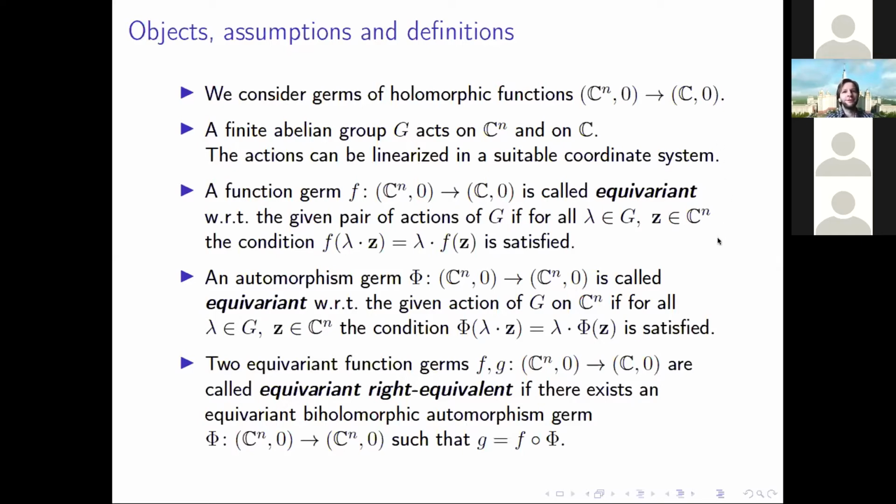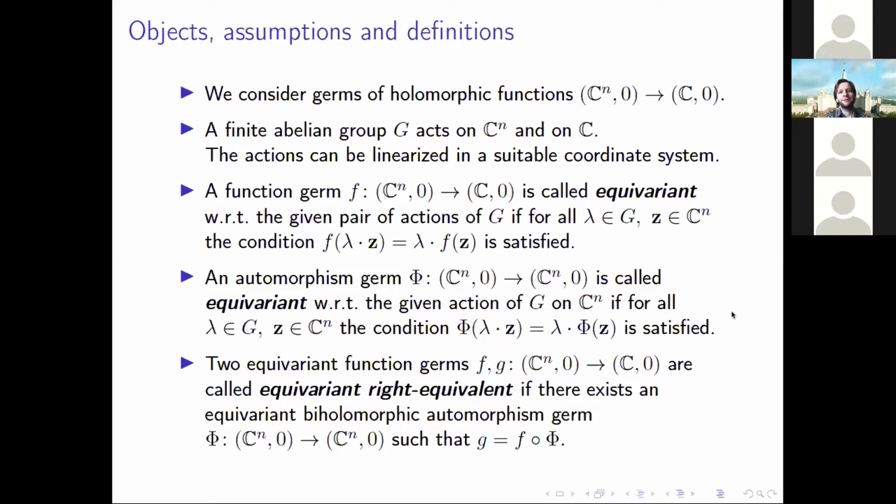Now, a function germ f will be called equivariant with respect to the given pair of the group actions if the following condition is satisfied. You can first apply a group element and then the function f, or you can do vice versa. You can first apply the function f to a point in Cn and then act on the result by the same group element. If you always get the same result, then the function is called equivariant. The only difference here is that in the left-hand side, you have the action in Cn, and in the right-hand side, you have the action in C. And a similar definition can be given for automorphism germs of Cn0, but in this case, both actions are in the same space.